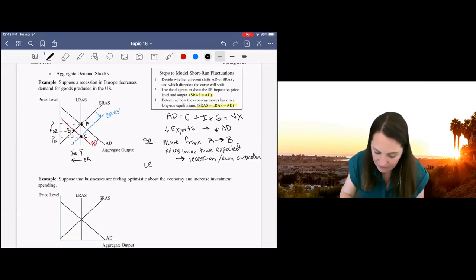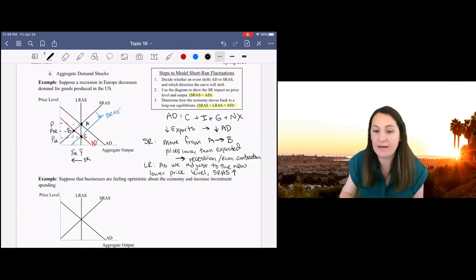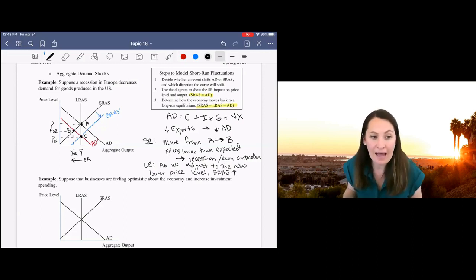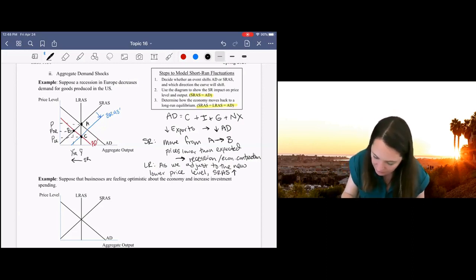So in the long run, as we adjust to the new lower price level, short run aggregate supply will shift out, right? People will be willing to supply a larger quantity of goods at a lower price because they know that prices overall are lower. And we will return, we're moving in the short run from A to B, and in the long run from B to C.